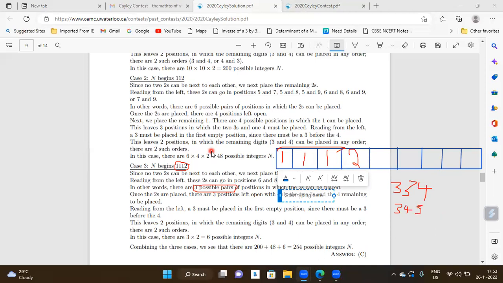So then you have the 3 possible pairs from the 2's, and then you have 2 possible pairs from the 3's and 4. So in total, there's 6 possible if you have the beginning numbers 1, 1, 1 and 2. So all together, we have 200 for the first case, 48 for the second case, and 6 for the last case. So if we add them, we get 254 possibilities. Yes. Very good.